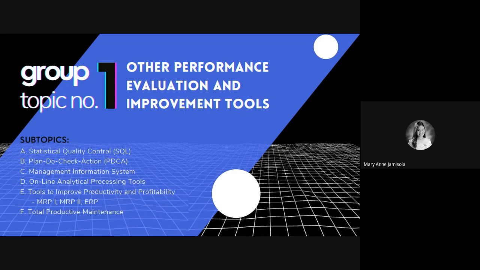So, in this presentation, I will be discussing these subtopics: the statistical quality control, plan, do, check, action, management information system, online analytical processing tools, tools to improve productivity and profitability. And these are your MRP1, MRP2, and ERP. And then lastly, I will be discussing total productive maintenance.